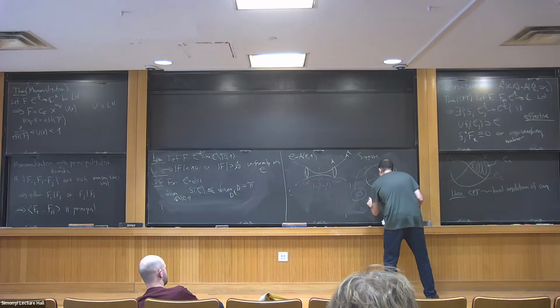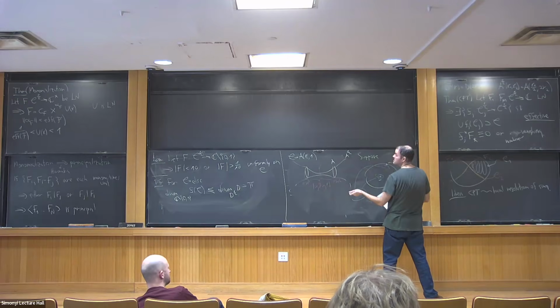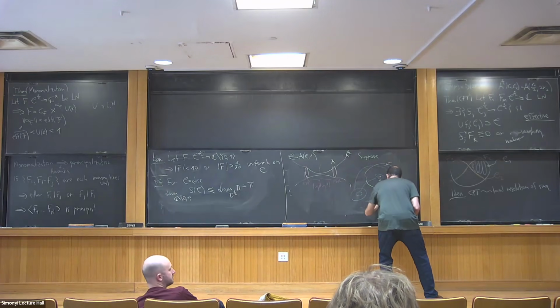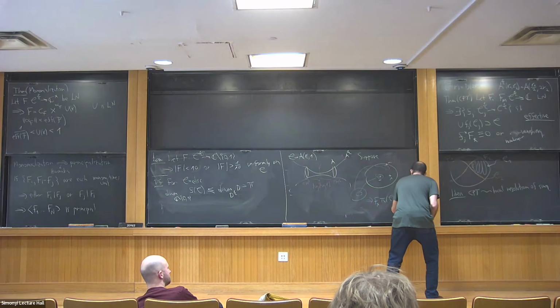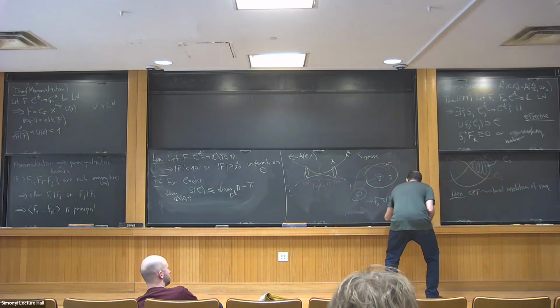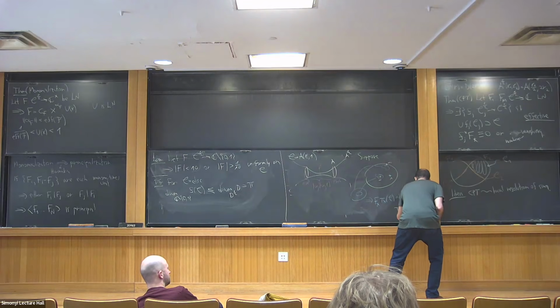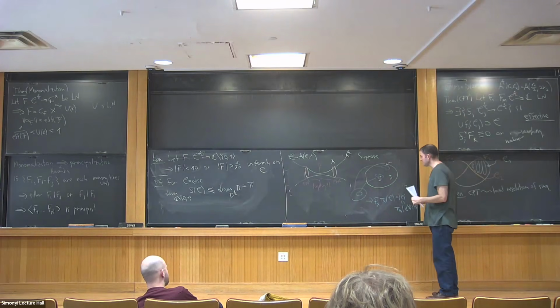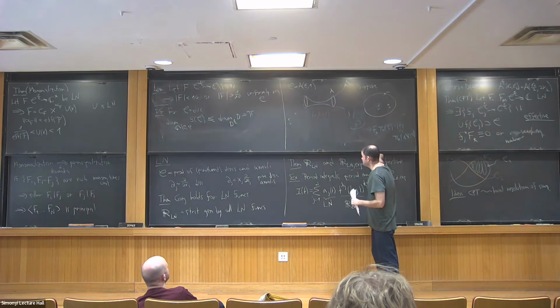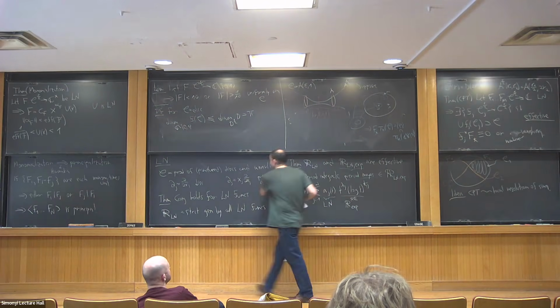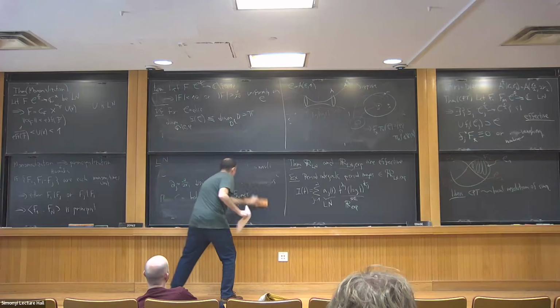So this implies that F star of pi 1 of C is trivial inside pi 1 of C minus {0,1}. Now, once you know that it's trivial, you can essentially go back to the previous case.